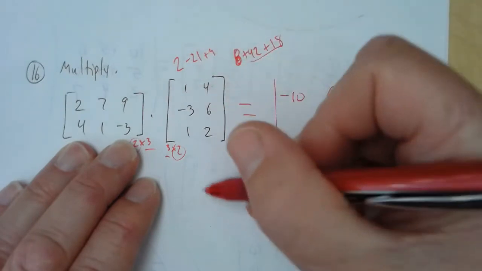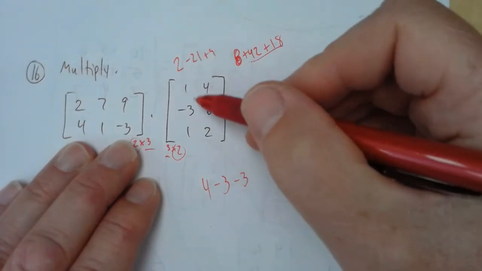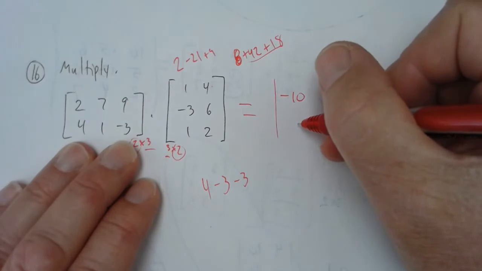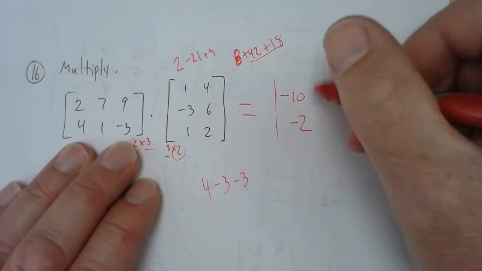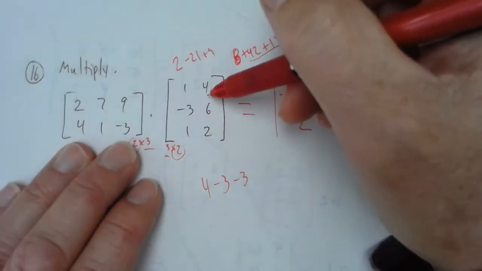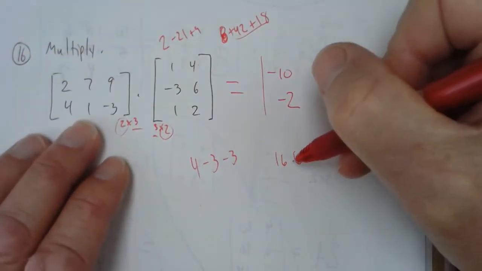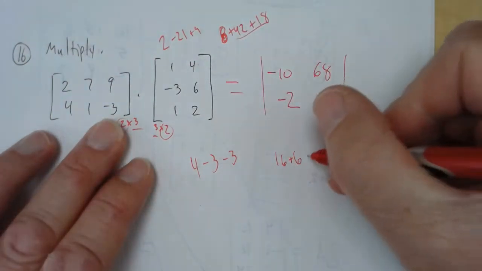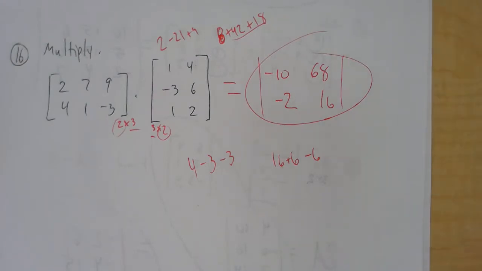4, negative 3, negative 3. That would be negative 2. Then we're going to do row by column. 16, 6, negative 6. So it should just be 16. Okay, so that finishes that part off.